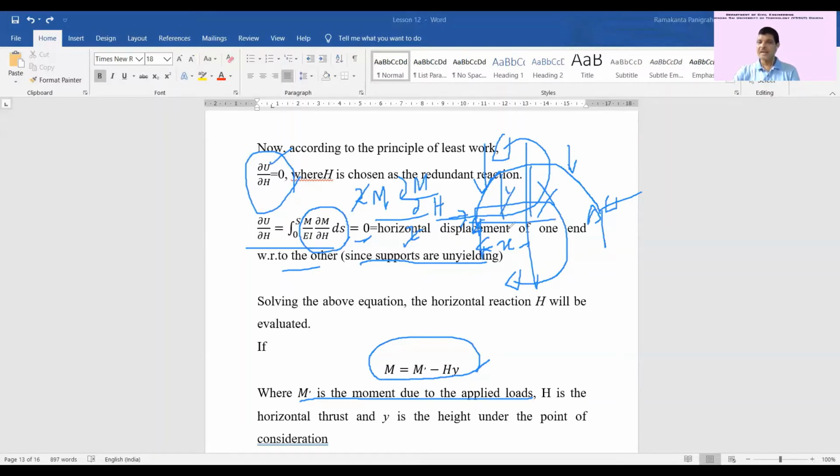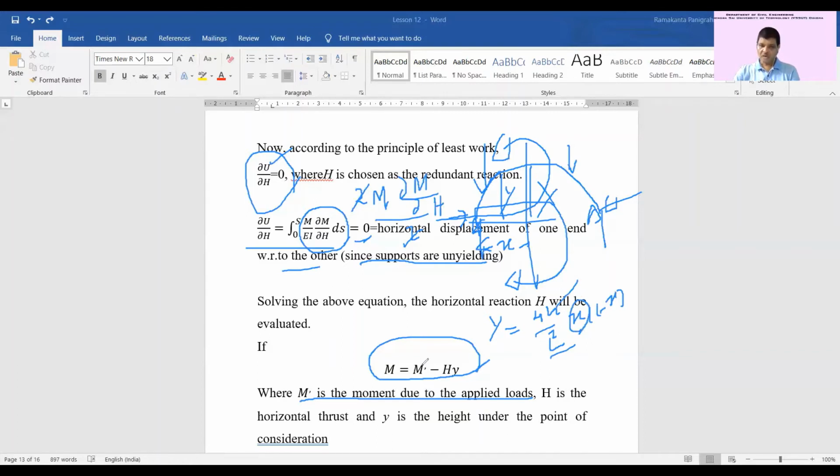How do you find the Y? Y depends on the shape of this arch. If it is a parabolic arch, you know how to find out Y. Y is equal to, there is a formula you have already studied in your third semester, 4h by L square into x into (L minus x), that is for a parabolic arch. So if you know the length and the rise h, then at any distance x, you can find the value of Y.